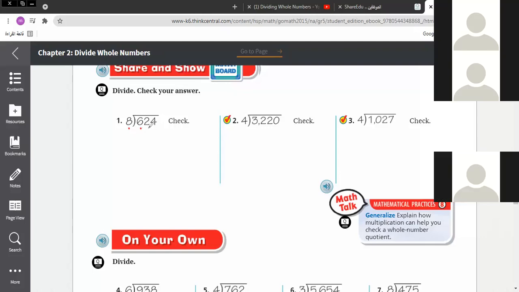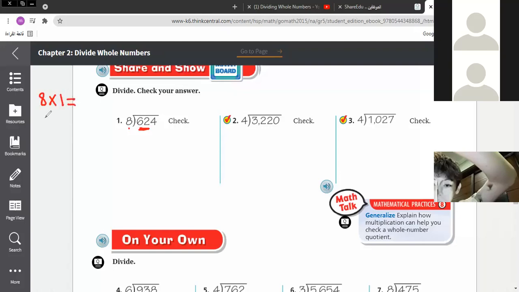So we need to choose 2 next to 6 to make it 62. Now 62 divided by 8. Can we do this? Yes. What number times 8 to get 62, or a number close to 62? We need to remember table 8. Let's write it here. 8 times 1. And you need to remember it from your mind, but I will write it here to help you now.